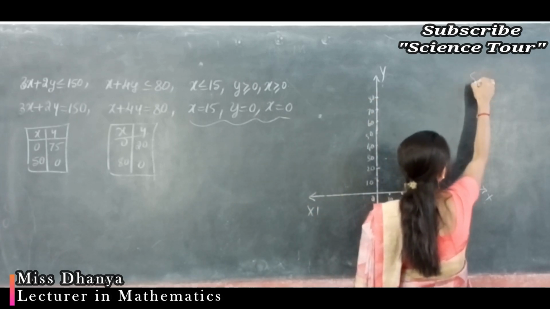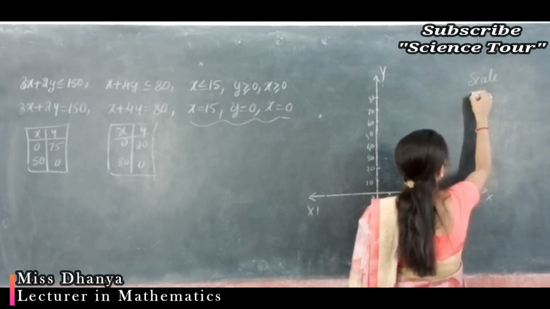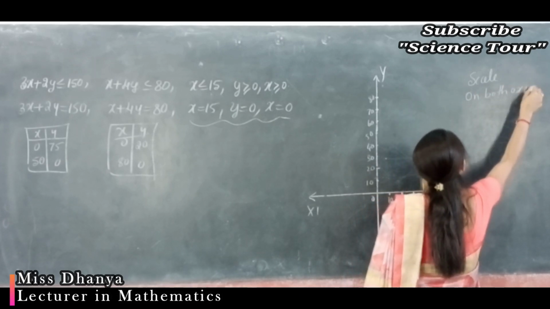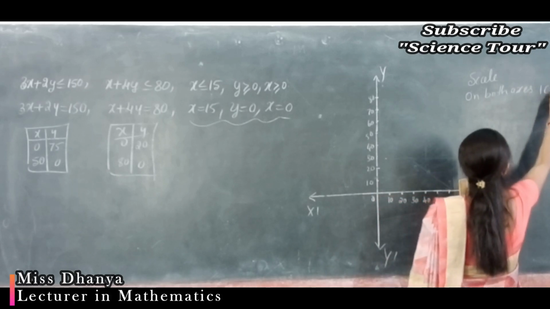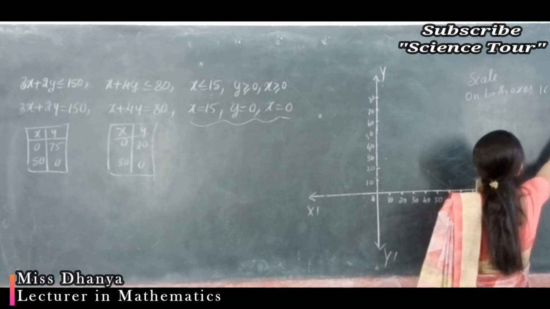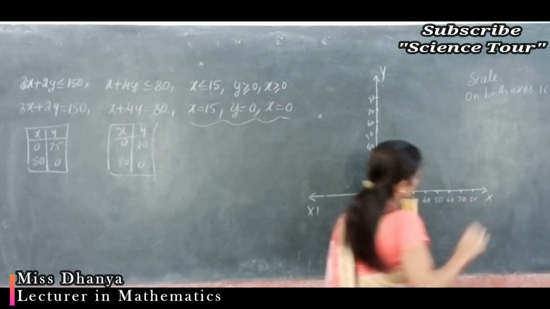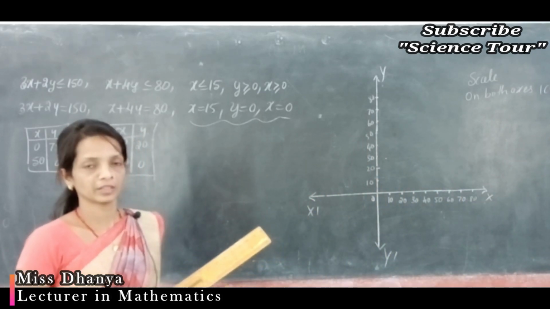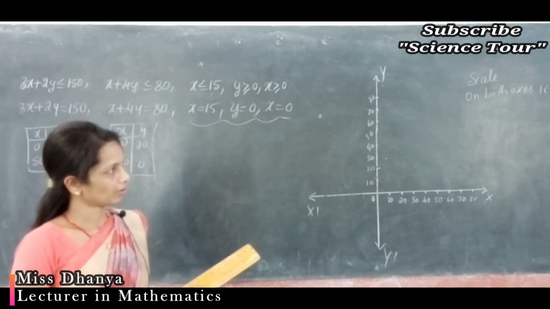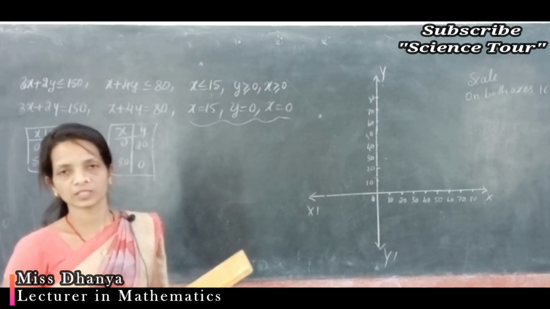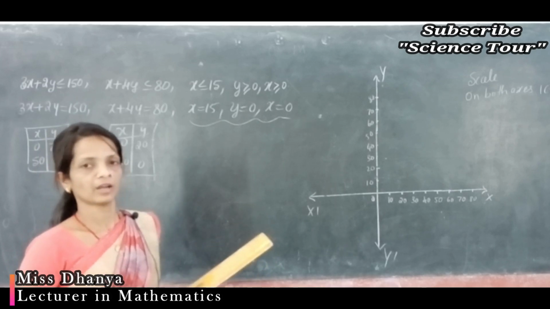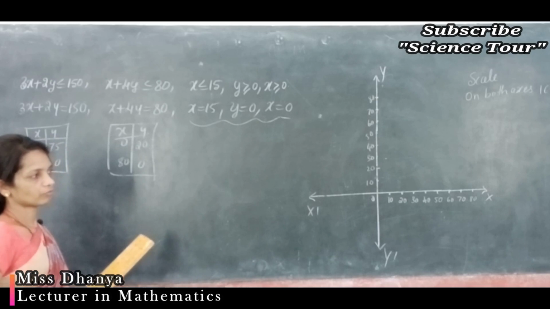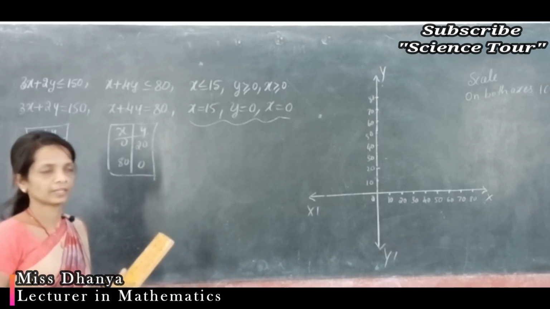You can write a scale on both axes: on both axes 1 centimeter as 10 units. In our previous graphs also you can write a scale of 1 centimeter. In all those graphs we took 1 centimeter as 1 unit, and in one graph we took 1 centimeter as half unit. Now in this graph we took 1 centimeter as 10 units.